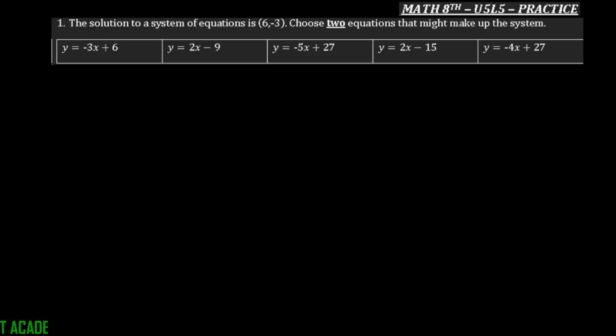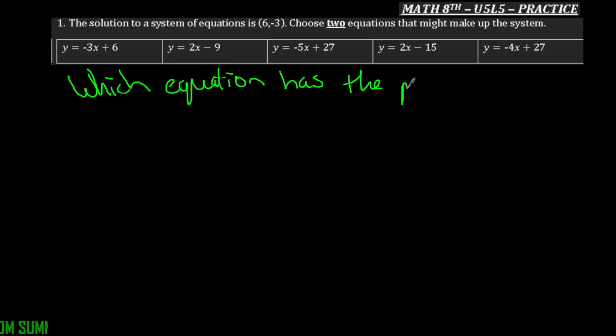All right, so underneath that, we've got some practice problems for us to do. So it says the solution to a system of equations is 6, -3. It says to choose 2 equations that might make up the system. So what I'm saying here is this. I'm basically saying which equation has the point 6, -3 on its line.